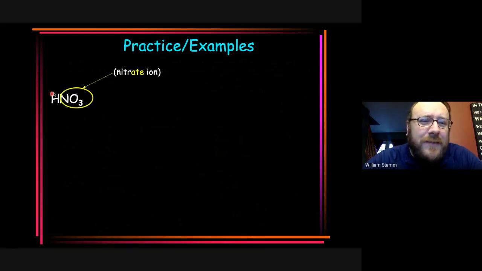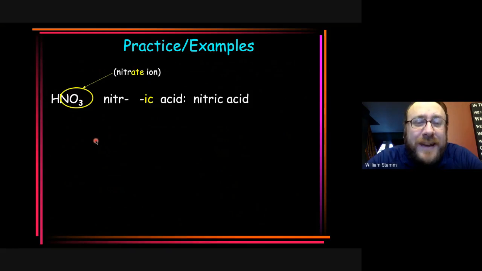HNO3. There's an H in the beginning, and that's a polyatomic ion called nitrate. Pull up that list if you want to see it. NO3 is nitrate. The ion list will help you a lot here. HNO3, you would say nitric acid. Why ic? Because it's an ate. Ates are the ics. Nitric acid. No hydro, just nitric acid.